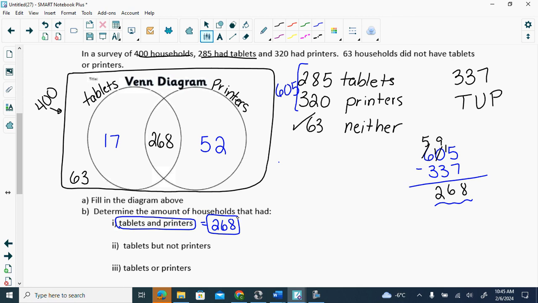Tablets, but not printers. But not is the same as and not. So tablets and not printers. Remember, when I have the and followed by a not, that's a crescent moon, correct? So this is another way. Tablets but not printers is the same thing as saying tablets only. How many tablets only people? 17. It's that crescent moon.